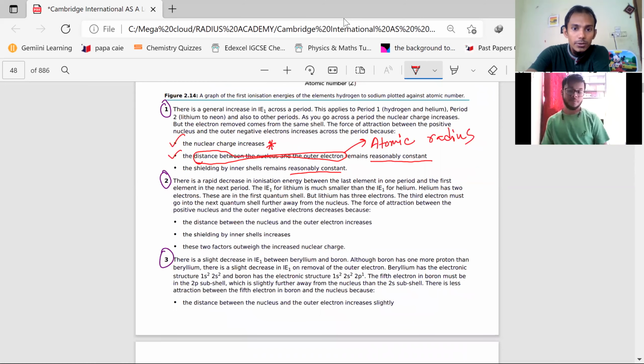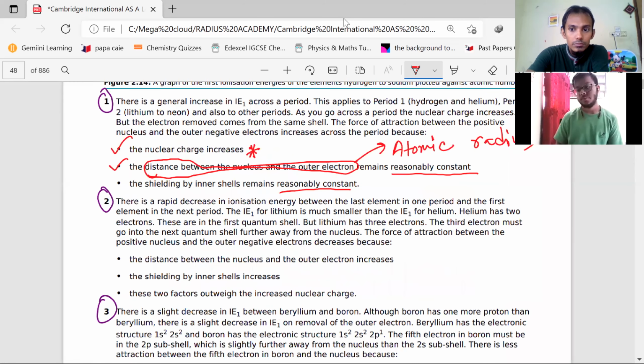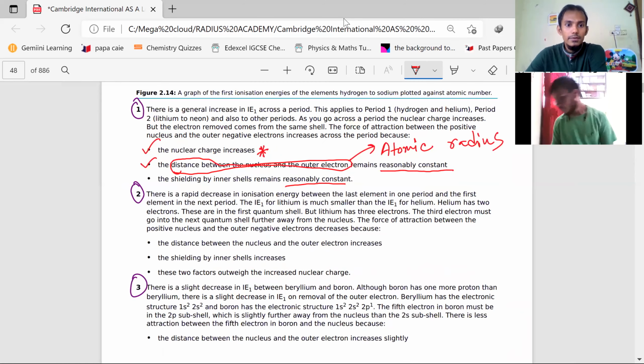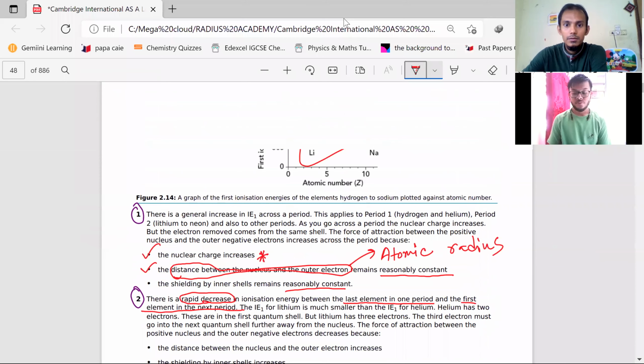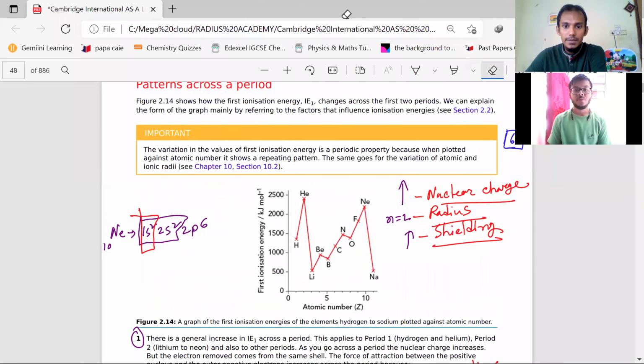Fine. Number 2, there is a rapid decrease in the ionization energy between the last element in one period and the first element in the next period. So we are explaining what? We are explaining these two.